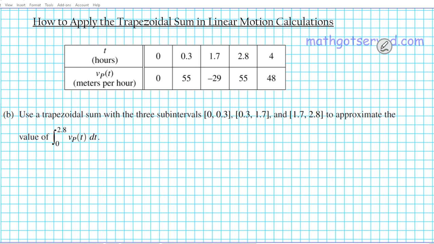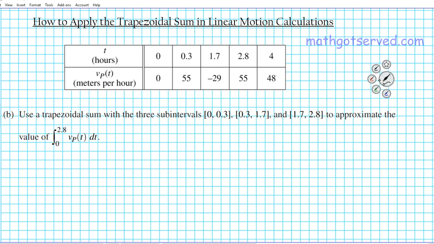Alright, let's take a look at question 2b. In question 2b, we are being assessed on how to use a trapezoidal sum in linear motion calculations. It is: use a trapezoidal sum with 3 subintervals from 0 to 1.7 to approximate the value of the integral from 0 to 2.8 of v sub p of t dt. Okay, the velocity of particle p.